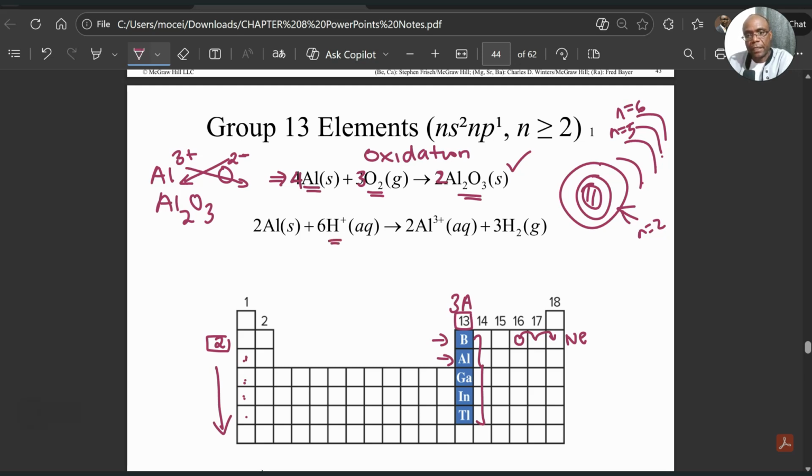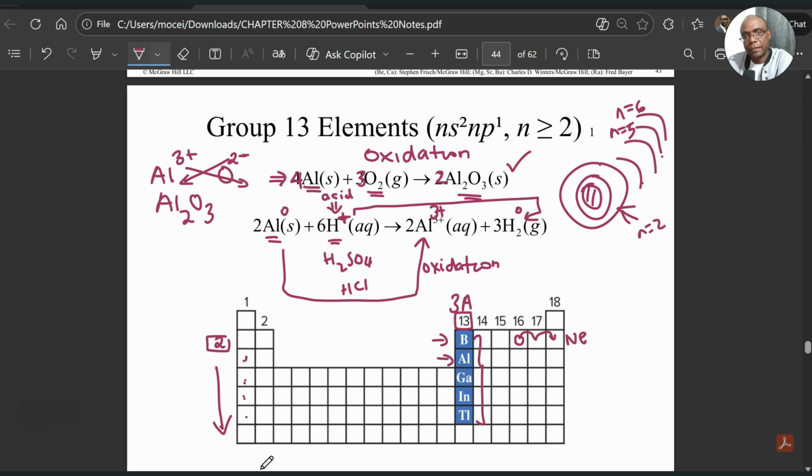Aluminum metal reacts with an acid, for example sulfuric acid or HCl. This H+ is representative of an acid. So when Al reacts with H+, it gets oxidized from oxidation state 0 to oxidation state 3+. This process right here is oxidation. The acid itself is going to be reduced. The acid H+ is going to be reduced to H0. So from H+ to hydrogen gas, that is reduction.